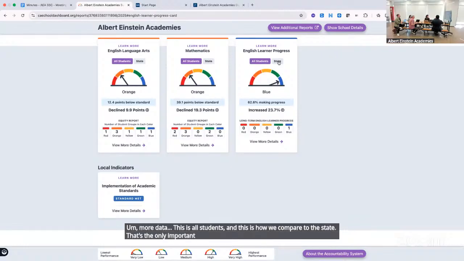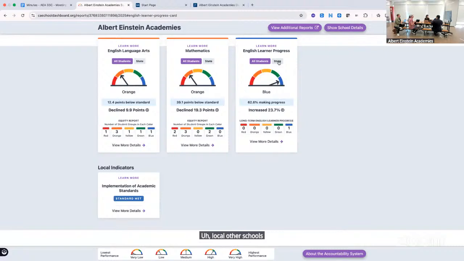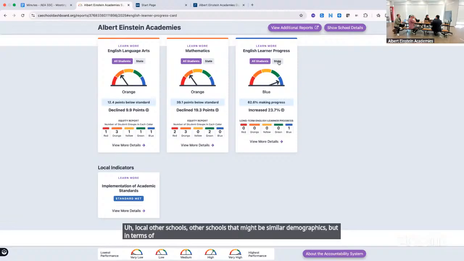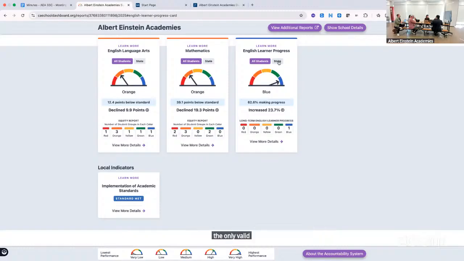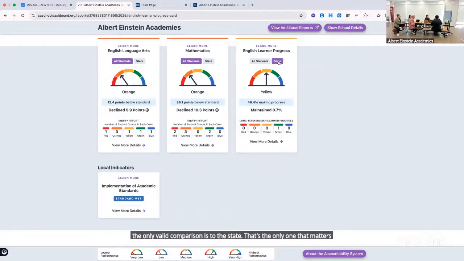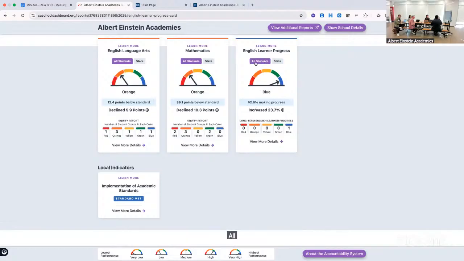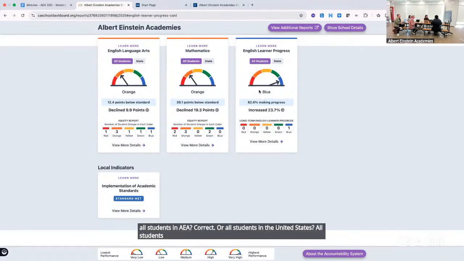We can look at other local schools that might be similar in demographics. But in terms of a charter renewal, which we're going to be going through in the next 2 years, the only valid comparison is to the state. That's the only one that matters. Is all students in AEA? Correct. Or all students in the United States? No. All students for this is just the state comparison. Yeah, got it.